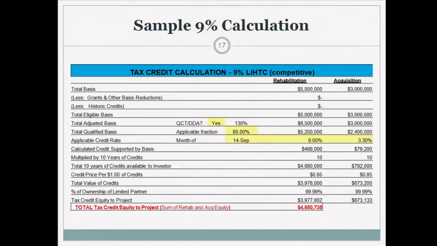And you come down to the end of that column, and the amount of tax credit equity generated for acquisition is $673,000. If you were to add those two up together, you come up with the number in red, which is, forgive me, $4.650 million, I believe. And that's the amount of equity generated by the 9% program for an acquisition rehab project.